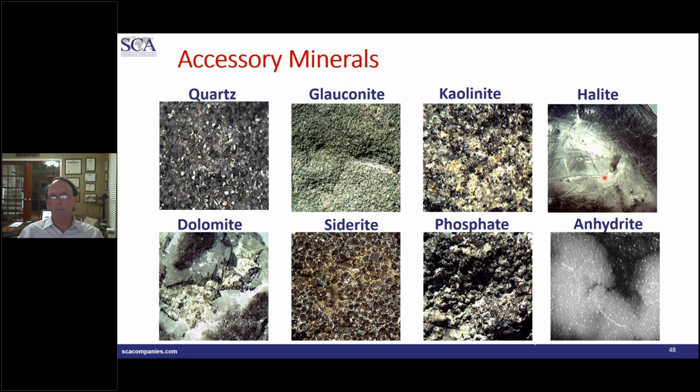Halite is an accessory mineral. Dolomite is an accessory mineral. Siderite can be an accessory mineral. This is actually a siderite, but you also will find siderite as an accessory mineral within samples. Phosphates can be an accessory, and anhydrite can be an accessory. So we need to be able to identify these accessory minerals because these will affect our wireline logs.